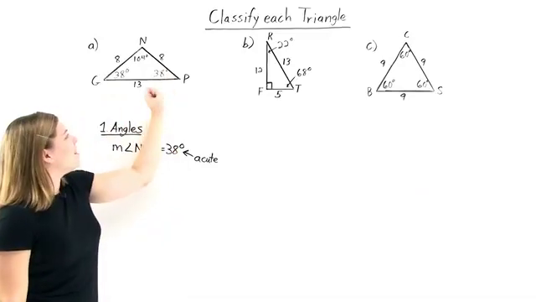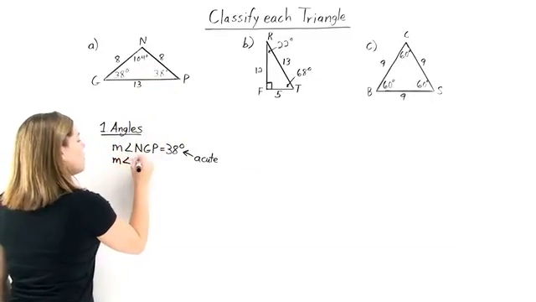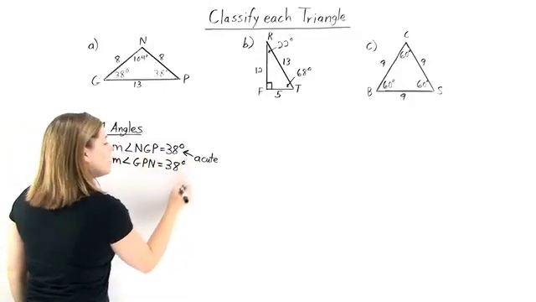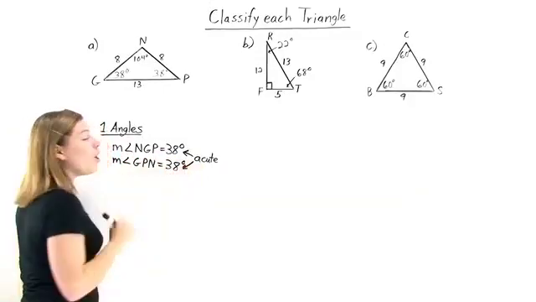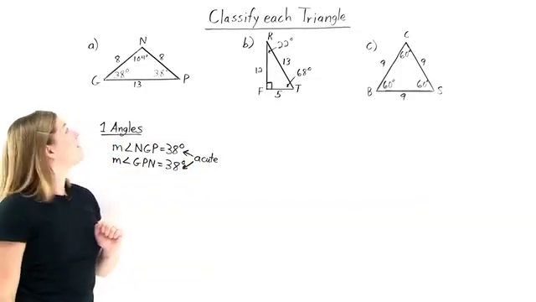Now let's take a look at this angle here. We can label this angle GPN. Here the measurement of angle GPN is 38 degrees. That means that this angle is also an acute angle, an angle that measures less than 90 degrees.